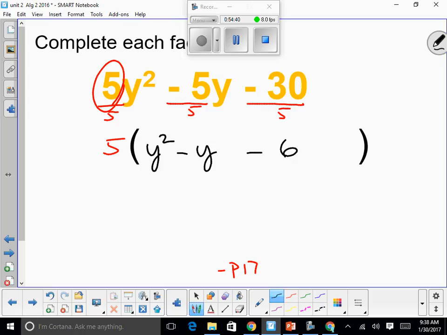Second trick, if I need to do this, oh, not the second trick. Now what do we do? You have to factor it. How do you do this one here? There's a minus 6 on top and a minus 1 there.